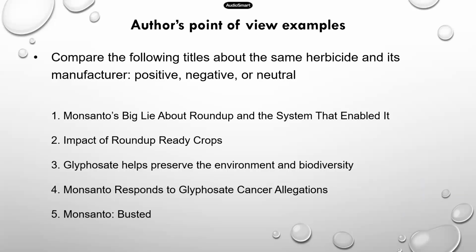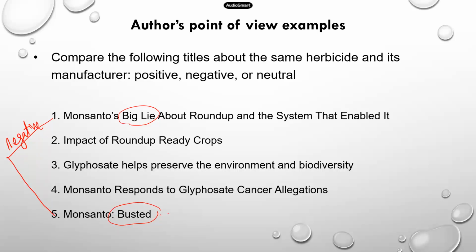Okay, number 1 and number 5. That's a negative point of view, right? And you can tell from the word choice. Number one, Monsanto's big lie, right? Lie has that very negative connotation. And number five, Monsanto busted. Again, this has a negative connotation so that you know that the author probably doesn't like Monsanto or doesn't agree with the company's point of view.